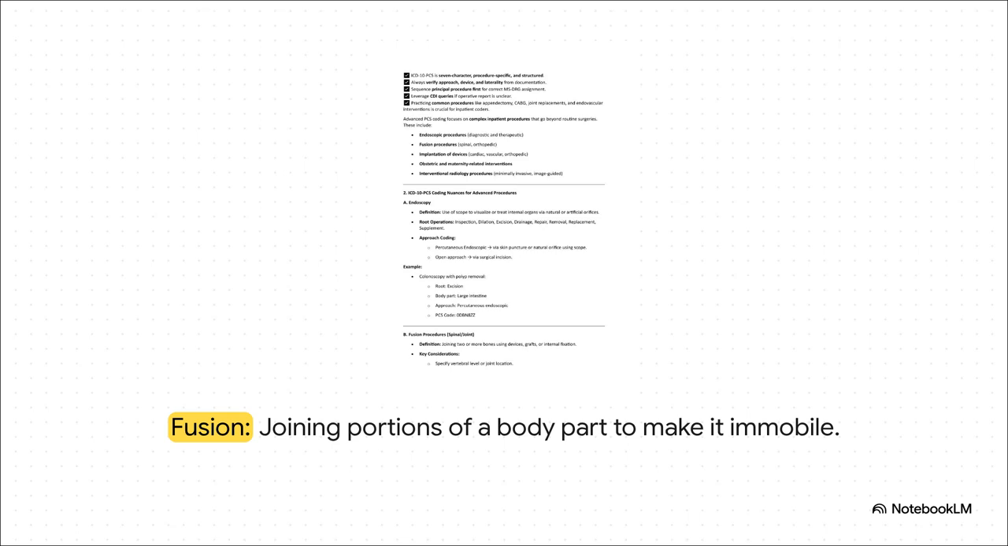But here's the critical part for coders. You have to figure out if the fusion is being driven by a neurological deficit, like spinal cord compression. If it is, it stays in MDC01. But if it's strictly a musculoskeletal issue, boom, the DRG gets bumped completely over to MDC08. So when auditing these, always ask yourself, what's the specific vertebral level, and what exact device type was used?